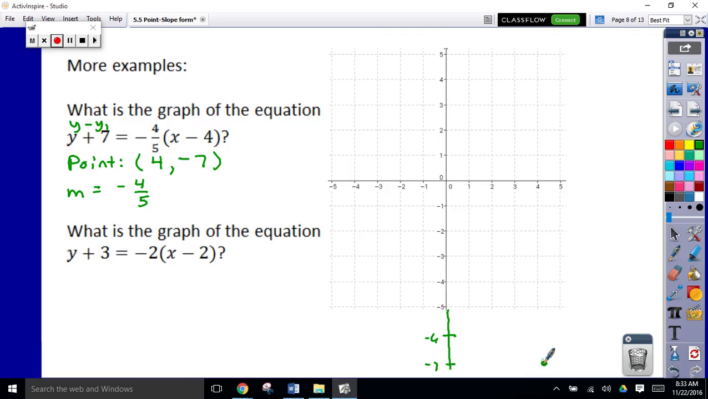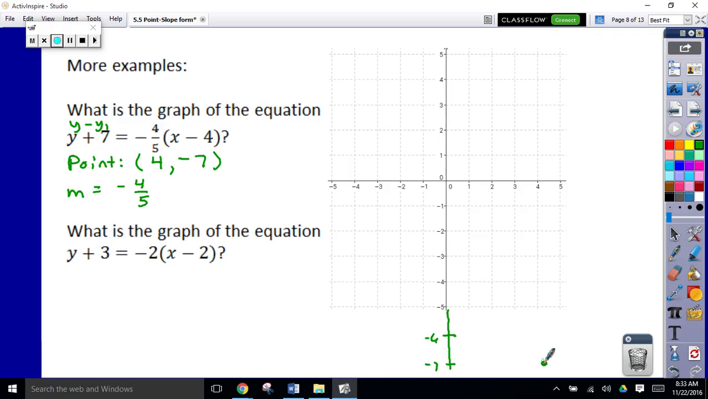Now, I'm already at the bottom of my page. I can't go down 4 over 5. What could I do instead? Give me the same effect. Go up 4, and then... Yeah, to the left. Good. I could go up 4 and left 5.